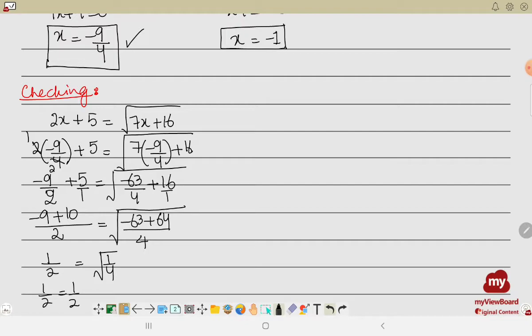Let's do the checking for x equal to minus 1. We can write down the equation, or you can insert the values directly into the equation. Instead of x, you will write minus 1.